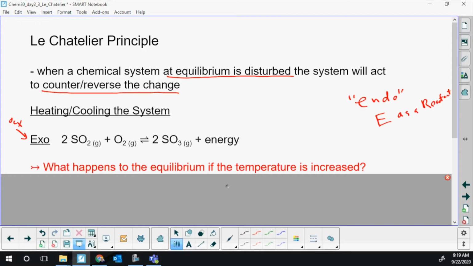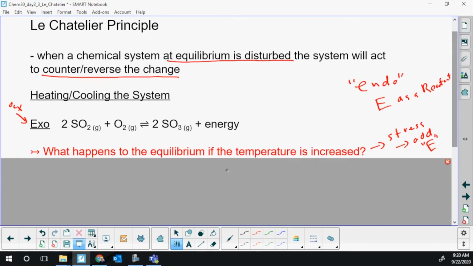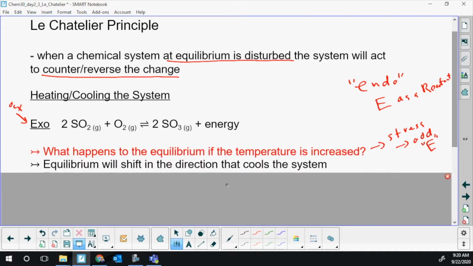So I want to answer the question in red: what happens to the equilibrium if the temperature is increased? We're going to think of this, what is the stress? We're heating it, so we're just going to add energy. That's why we need to know what side the energy is on to be able to predict the shift. Well, it's going to want to do the opposite. The equilibrium will shift in the direction that cools the system. That would counter or reverse our change. So we want to get rid of energy. We want to cool it down.